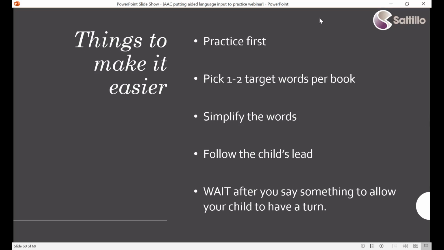Okay, so let's go back to this and summarize what we've done. Thinking about how we can start to use modeling and make it more of a routine, we do want to practice first. What I normally recommend, especially to families that are new to this, is to really get that device out and practice. If you are trying a new activity or a book, get that device out and practice finding those words. Maybe you only pick 1 or 2 target words per book, just like Mom did in that polar bear example. If you have a book that has a lot of text in it, you may want to simplify those words. And then, of course, you want to follow your person's lead. Whatever they initiate, roll with that. And make sure you're using some of those strategies you did before by waiting to allow them to have a turn.